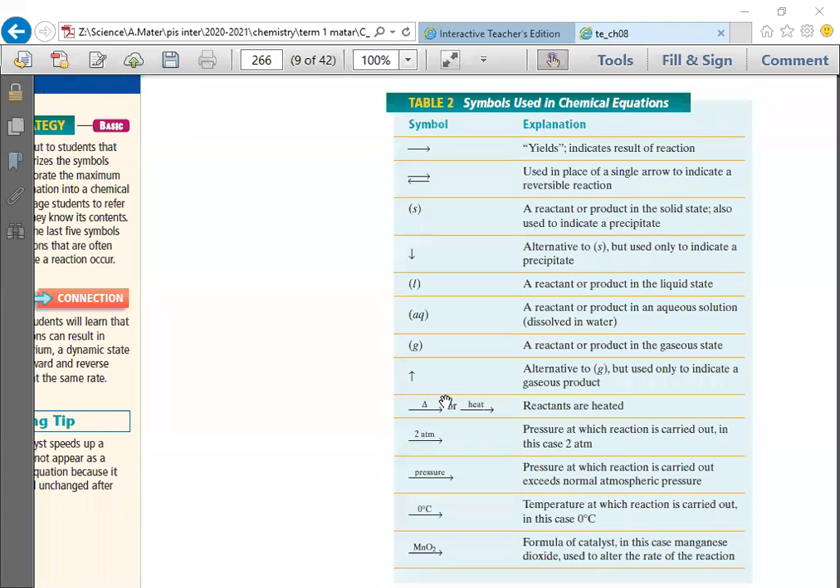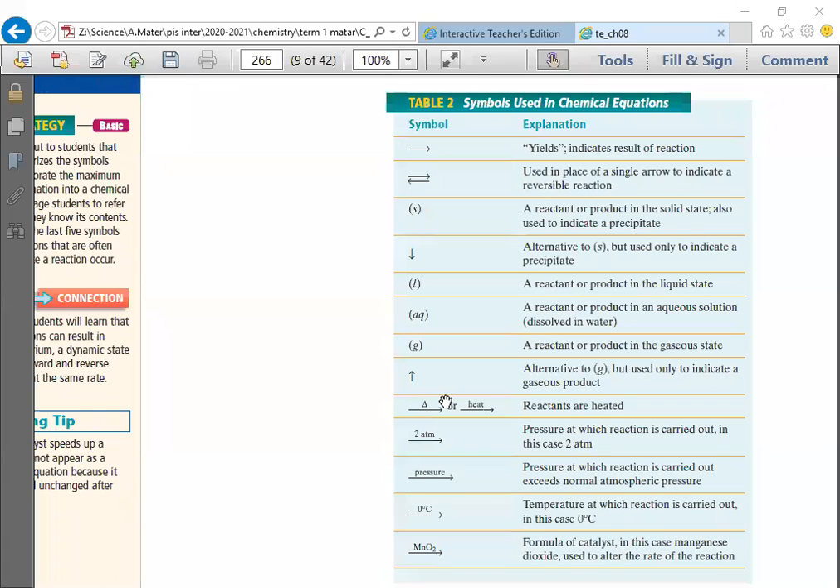A double arrow, or two opposite arrows, as we can see here, represents a reversible reaction. A reversible reaction means the reaction works in two directions. The reactants will yield products, and then the products will react together to build the reactants one more time. (s) between brackets means the substance is found in solid state. The arrow down represents a precipitate, that means a solid that is formed and settles down at the bottom of the tube.